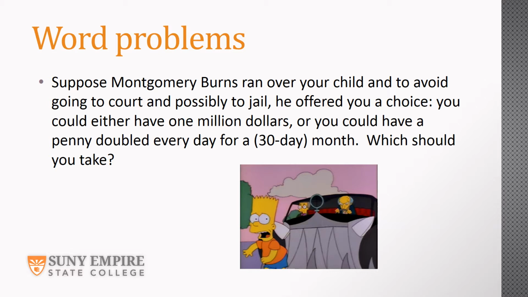These sum problems can also lead to certain types of word problems. In the 1991 episode of The Simpsons, Bart gets hit by a car. Montgomery Burns hit Bart Simpson when Bart skateboarded into the path of the vehicle. Hilarity ensues. Suppose in an alternate version of the show, Mr. Burns offered the family a choice so as to avoid court and possible jail time. Either the family could accept $1 million or have a penny doubled every day for a 1-month, 30-day period. Which offer should the Simpsons accept?